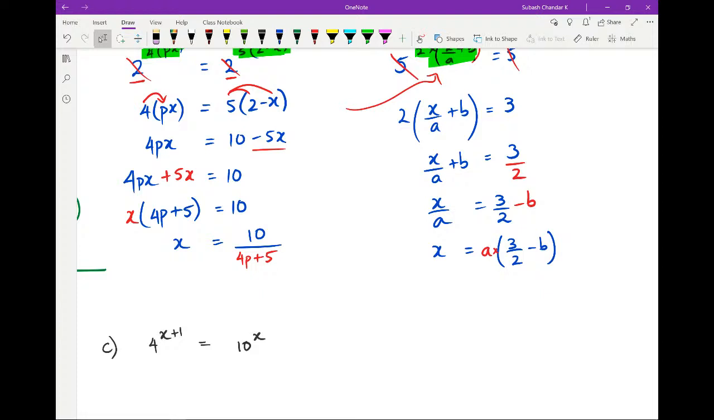Sweet. So should we actually try doing question C yet, or do you guys want to come back to that later after I cover some basic logs? Okay, let's go with question C.